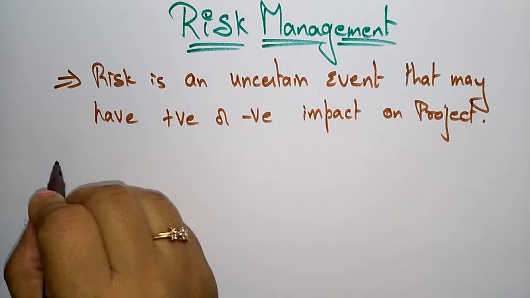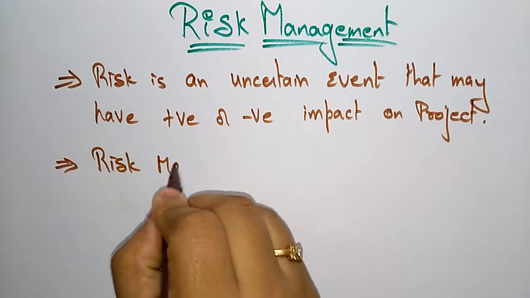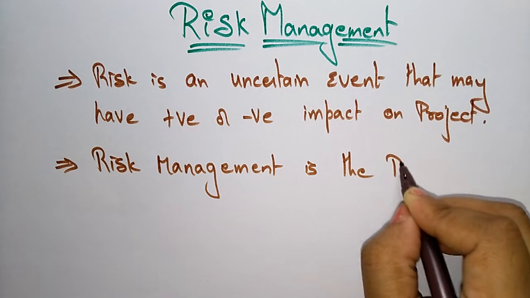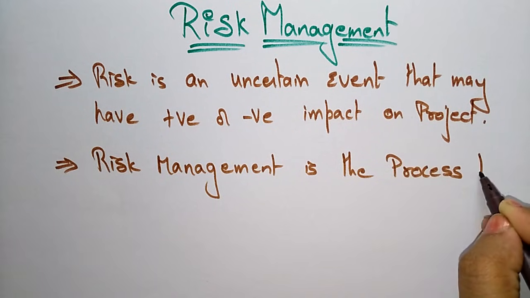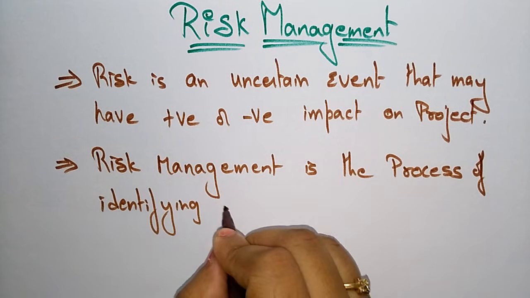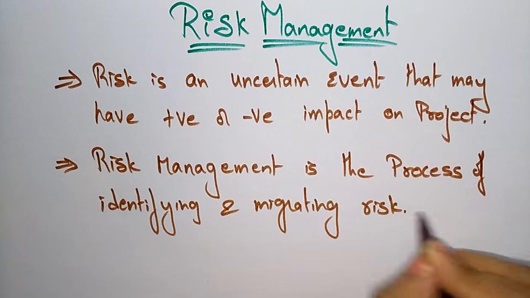Then what about risk management? What do you call risk management? Actually, risk management is the process of identifying and mitigating the risk. The way you are identifying the risk and the way you are mitigating the risk, you call it risk management. It means you are following some techniques to identify the risk and to solve the risk. So you call that risk management.